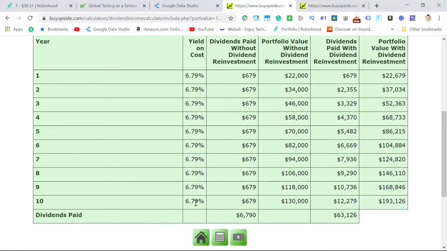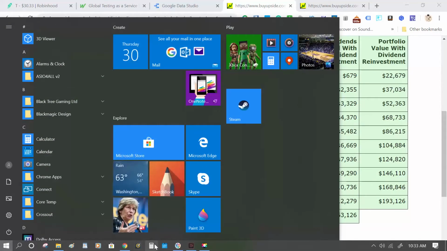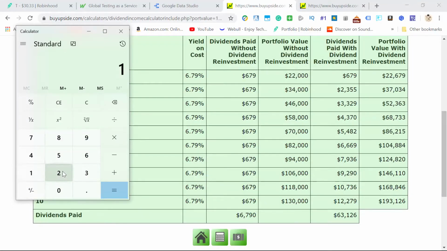After 10 years at 6.79%, you're going to be making $12,279 with a portfolio value of $193,000. Okay, so that's how much your portfolio would need to be to make that much. And let's divide that out real quick, and we're going to see how much that is a month. So we're going to go 12,279 divided by 12. Boom. So that's going to give us $1,023.25 each month. So there you go. That's my goal. That's what I want to hit in 10 years. I plan on using this same calculation to do that.